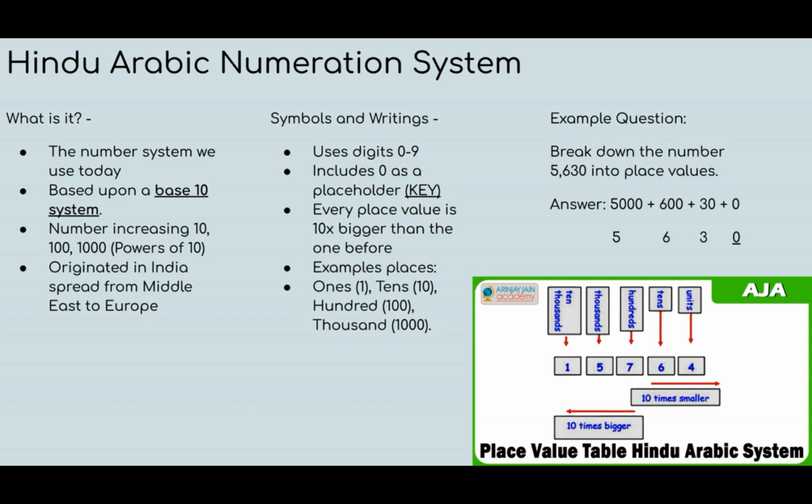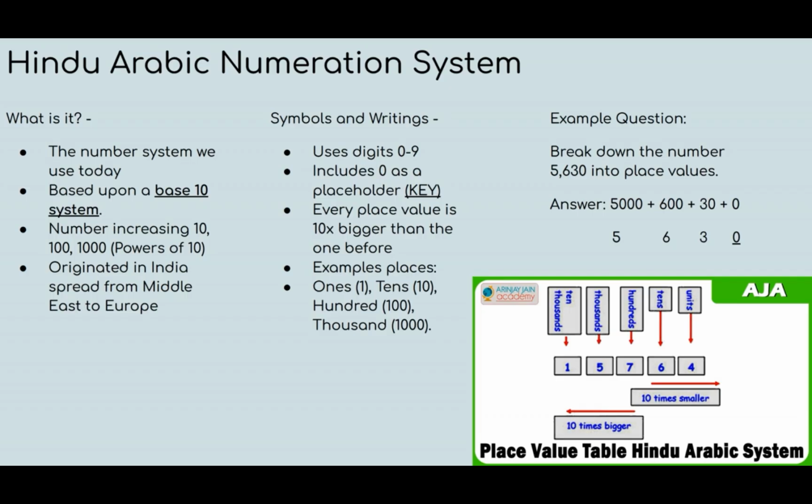One of the most important features of the system is its use of the digits 0 through 9. The number 0 is key in its importance because without it, we wouldn't be able to clearly represent numbers using the system like 105 or 5,630. Another key idea is place value. Each position in a number is worth 10 times more than its place to the right. For example, we have a ones place, a tens place, a hundreds place, and a thousands place.